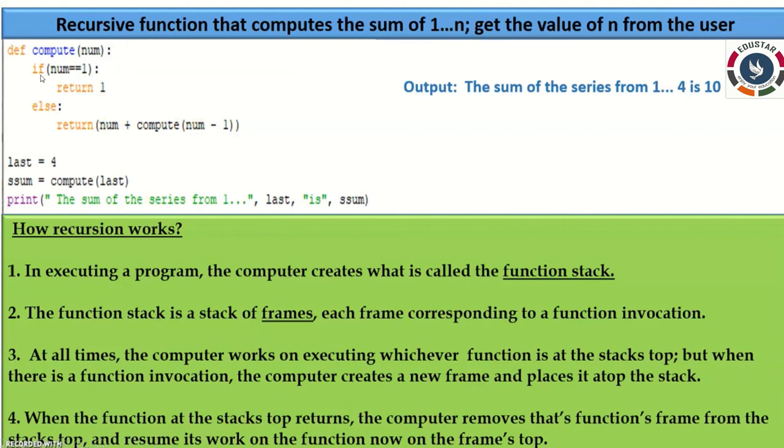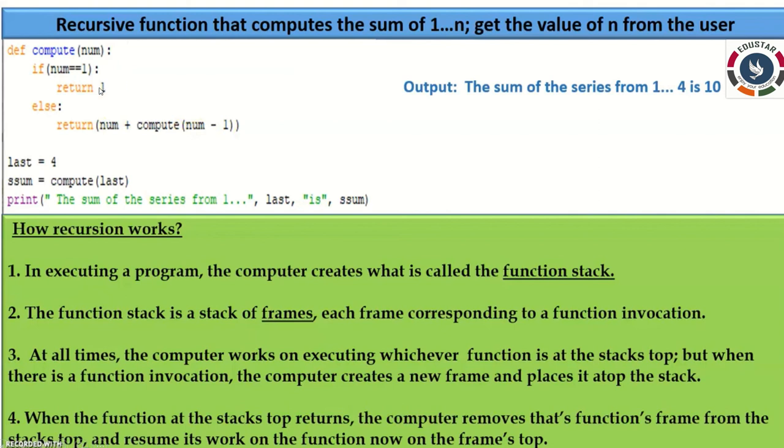Now here I check the condition: if num equal to 1, return 1. What is the num value? 4. Is 4 equal to 1? No, the condition is false, so it moves to the else part. In the else part I use the return statement: return num plus compute num minus 1. So 4 plus compute of num minus 1. Inside, I again call the compute function. When it calls itself like this, it is called recursive.